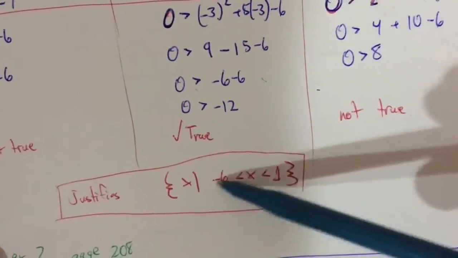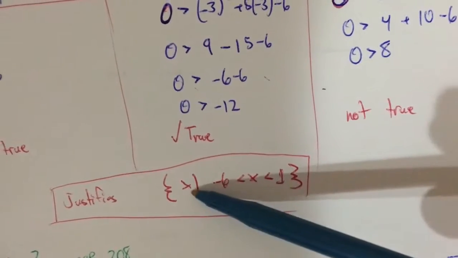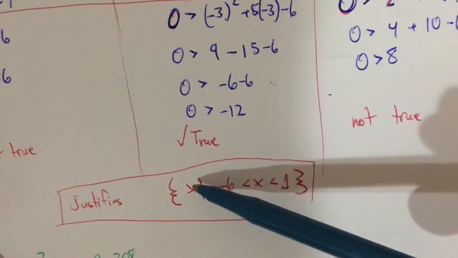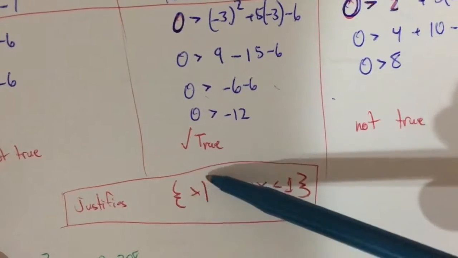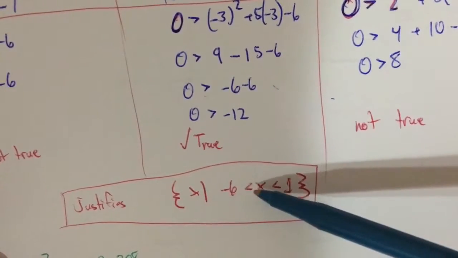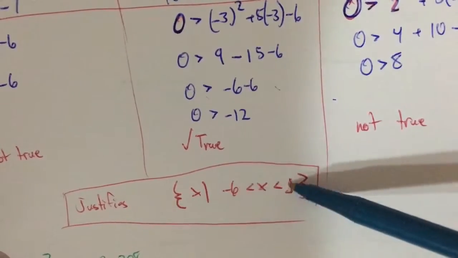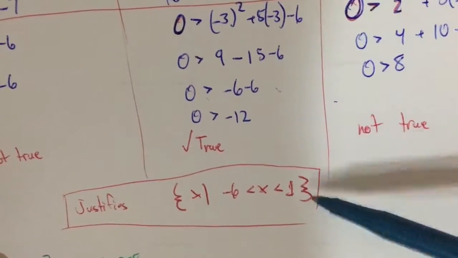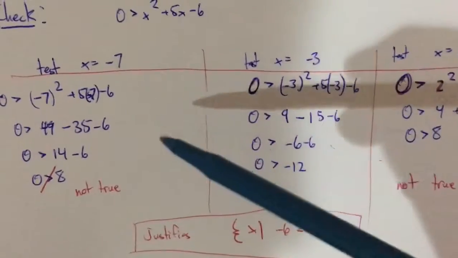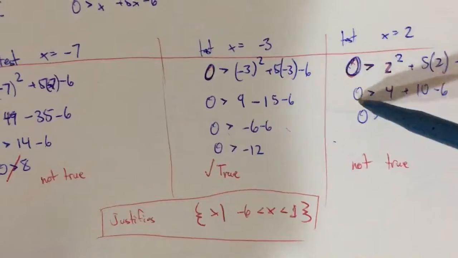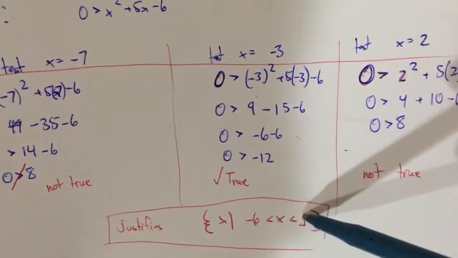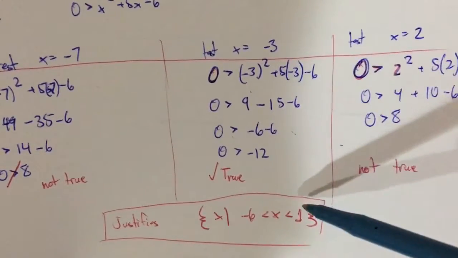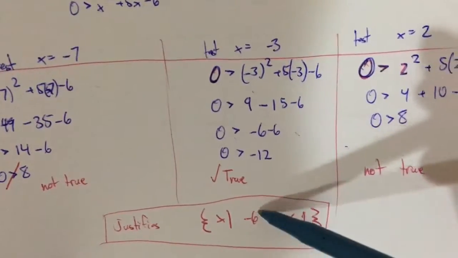Oh, by the way, this is again the way I wrote the answer. I put x with the slash. That means x has to be any value such that it's in between -6 and 1, and I wrote brackets around that, okay? So that's the actual answer. Don't worry about the word justifies. And what you have to do is test 3 numbers that are either in between -6 and 1, bigger than 1, or less than -6.